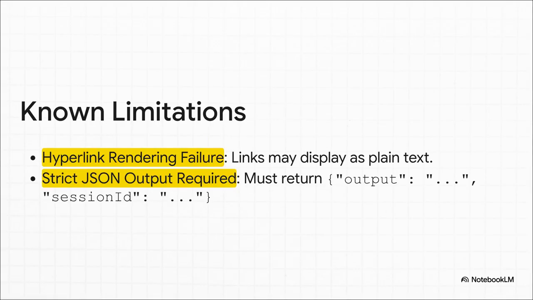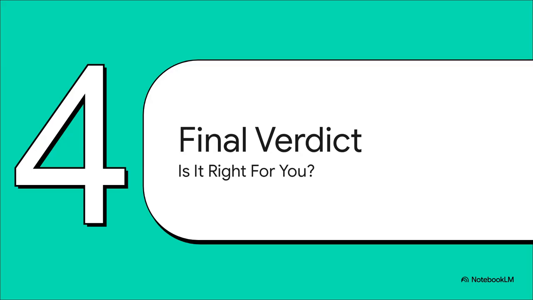First up, clickable links don't really work. They'll just show up as plain text in the widget. So if your AI is citing sources, make sure it's just spitting out the raw URL. Second, and this is a big one, your workflow absolutely must return a perfectly formatted JSON object with output and session ID keys. If you get it wrong, even by a little bit, the widget just errors out. It's very strict.